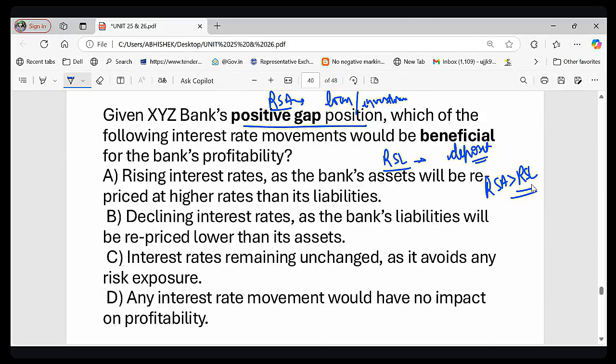So, if the bank has a positive gap, which interest rate movement would benefit its profitability? So that is the point. So what do you think? Rising interest rate, declining interest rate, or interest rate remain unchanged? Is it A, B, C, or D? Yes, A is the correct answer. Yes, very good.